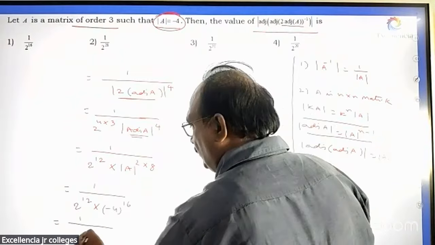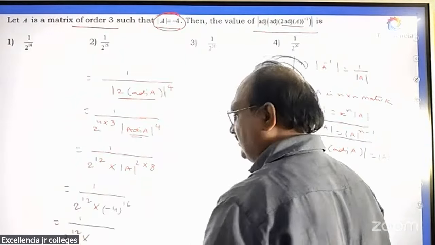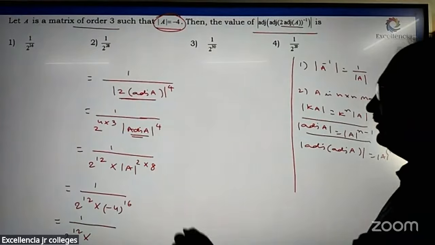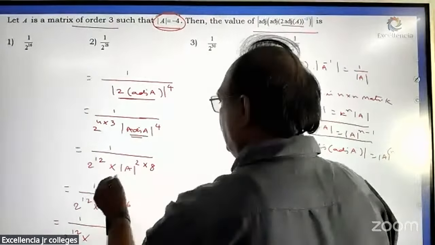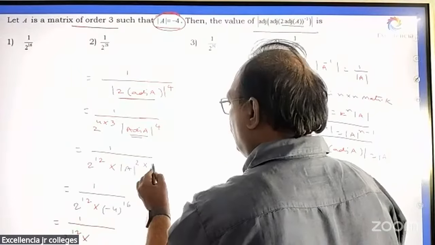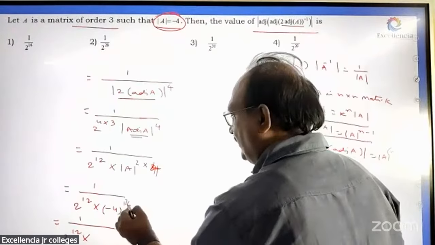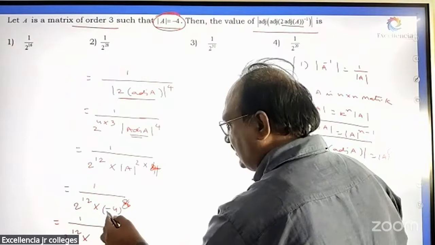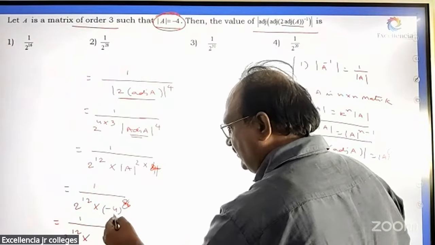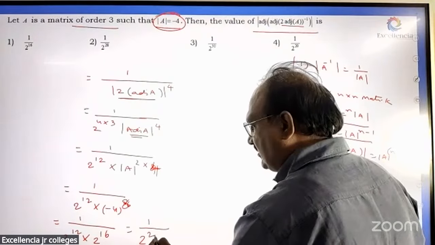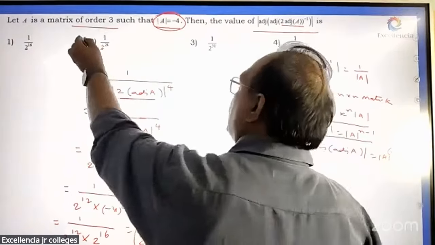It is nothing but 2 power 12 into det of adjoint A whole to the power of this. This is nothing but 4 to the power of 8, which is positive, 2 power 16. So the answer for this is 1 by 2 power 28.